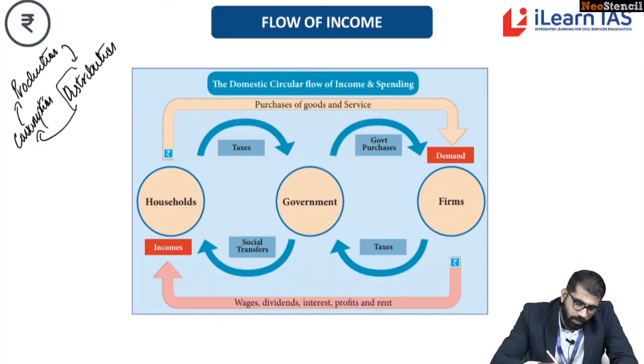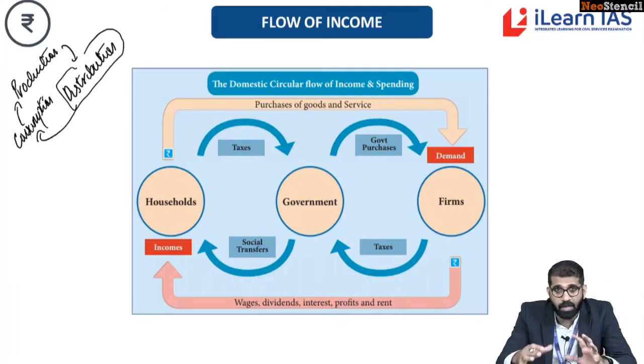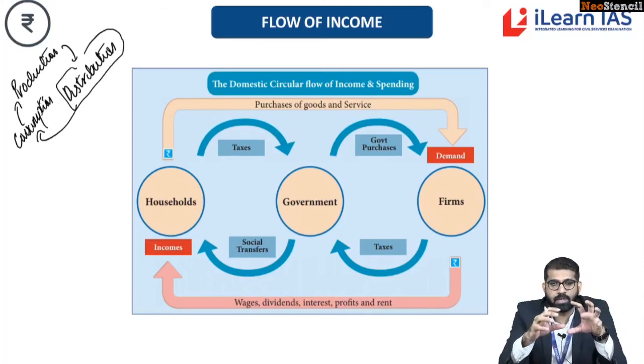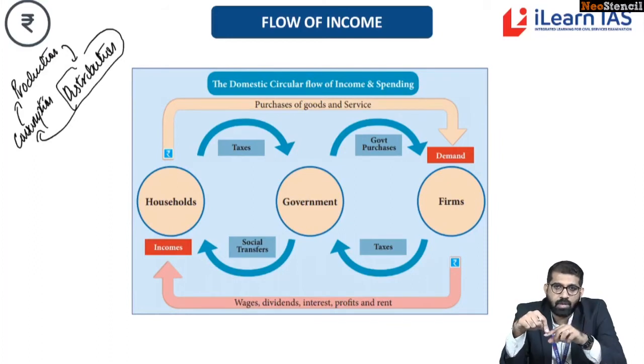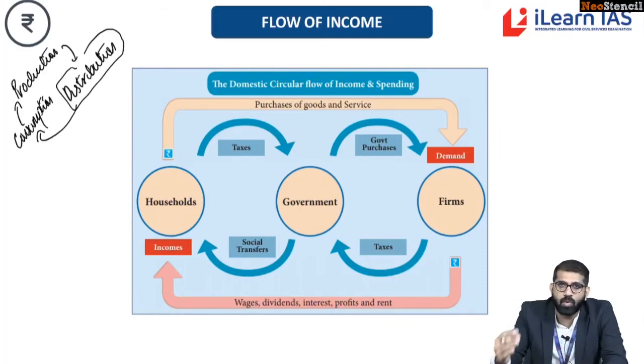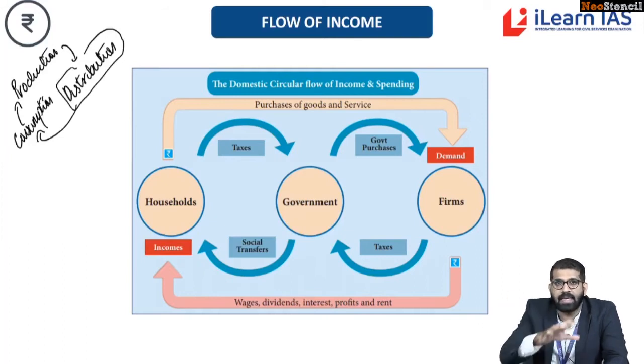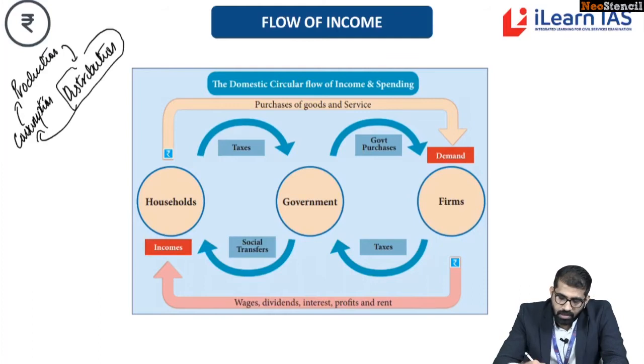Now the distribution part we are actually not dealing with here. You will be able to understand that, because after production, they have to distribute it, only then the consumer will be able to consume that product. Clear? So we will not be discussing much about the distribution angle here. We will be focusing more on the consumption and production and how that entire cycle works. So this is known as the flow of income. How does income flow between the different sections?